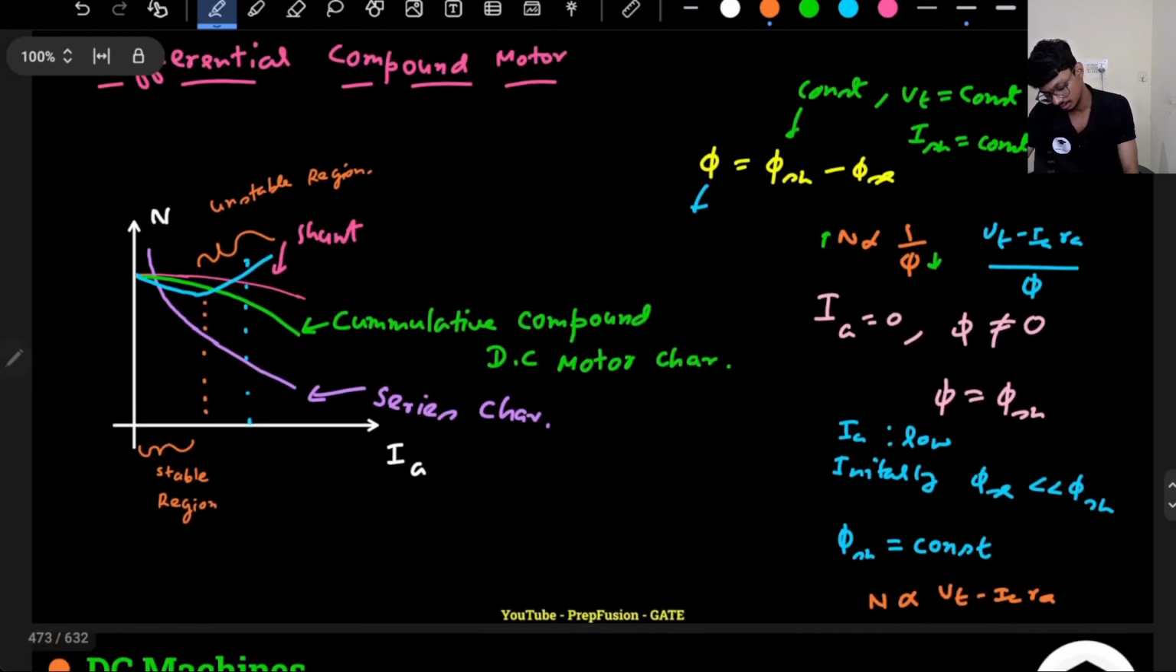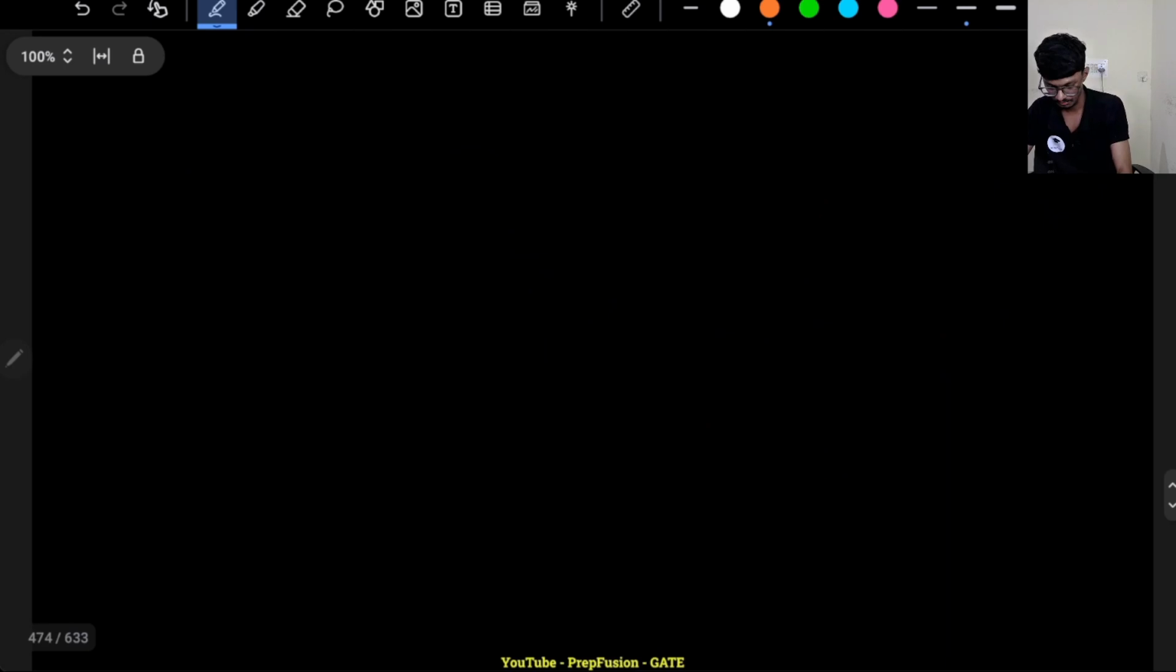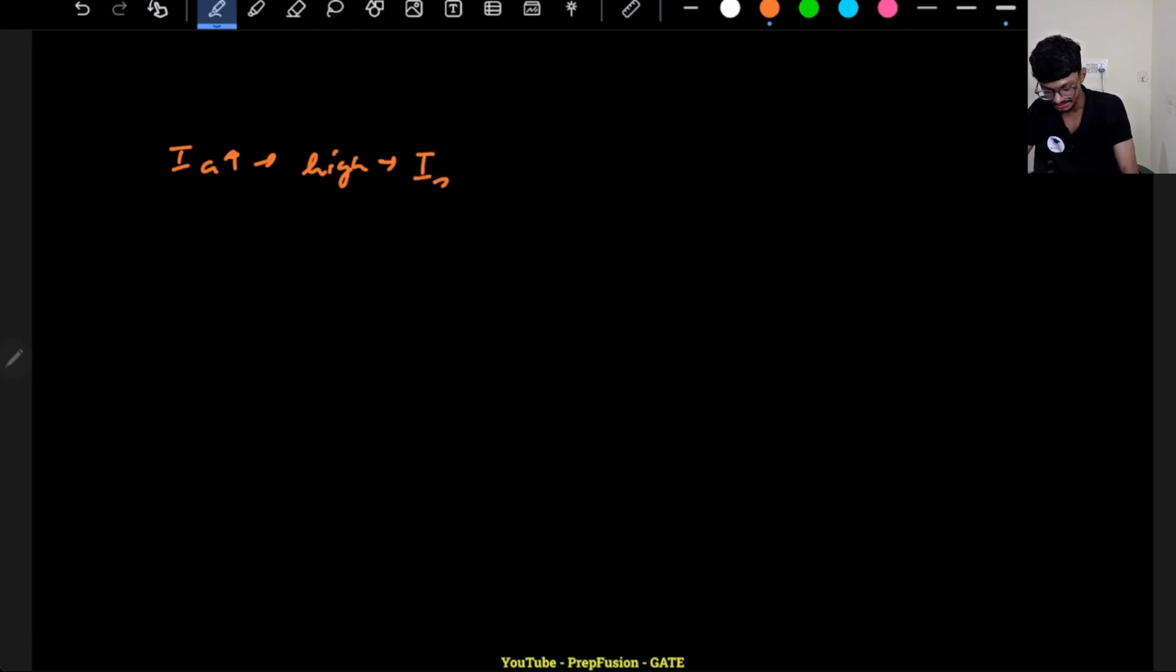When the load current Ia is high, that means my series field current will be high. That means what I can say is, series field current will be higher.